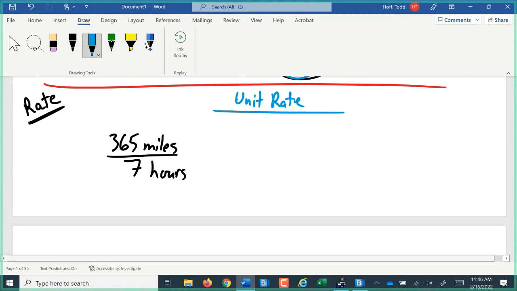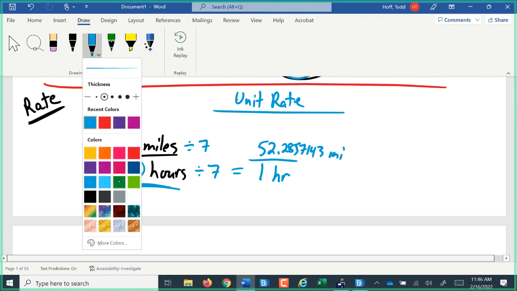That means, of course, that second number has to be turned into a single unit. The way we do that is just look at the number of that second number. It's a 7. And we'll divide by it. 7 hours divided by 7 is 1 hour. Now, in fraction form here, it reminds us that we have to divide the other number by 7 as well. 365 miles divided by 7 is, what's that, 52.857143 miles, approximately.